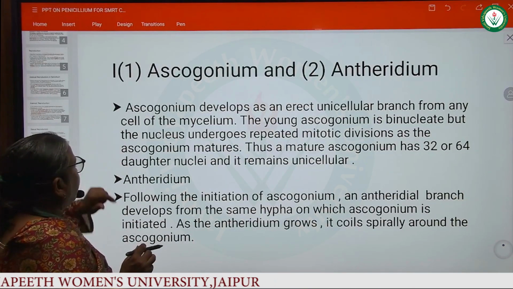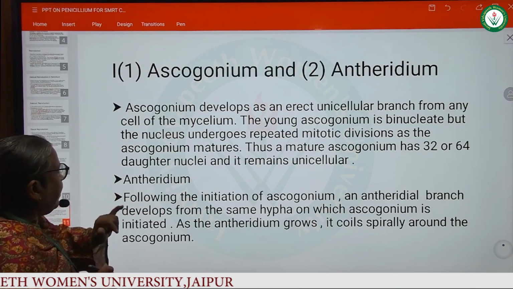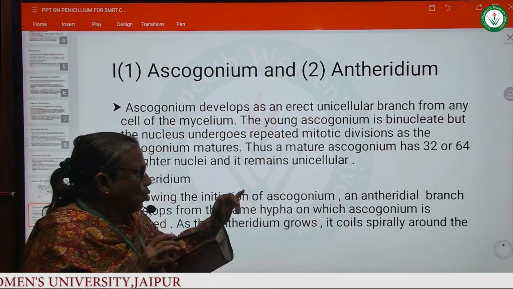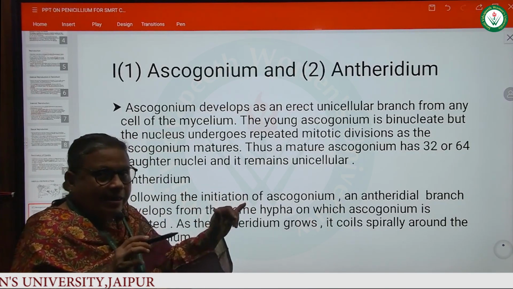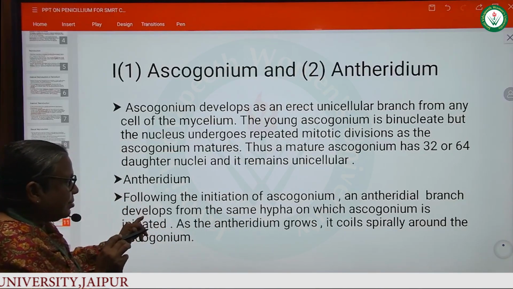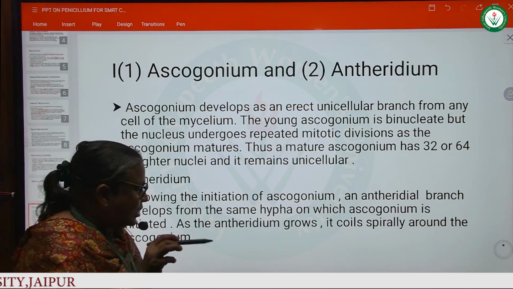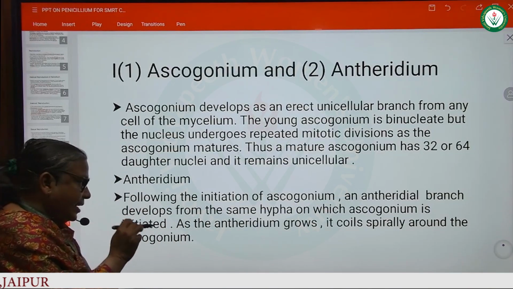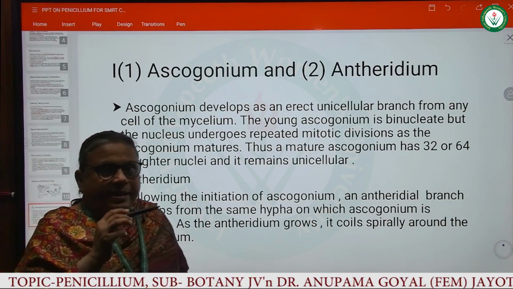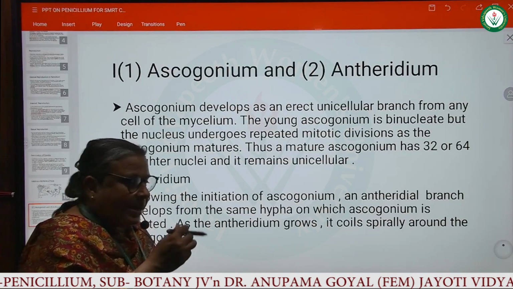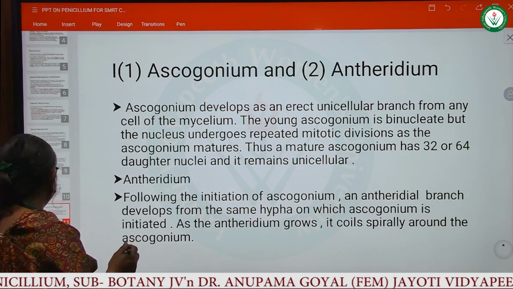Now I talk about the antheridium. Following the initiation of the ascogonium, an antheridial branch develops from the same hypha on which the ascogonium is initiated. As the antheridium grows, it coils spirally around the ascogonium.